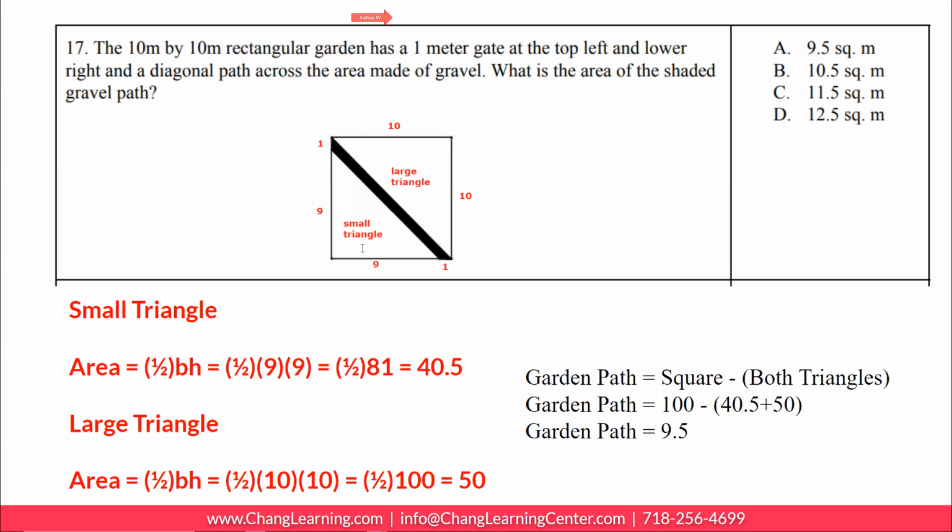The area of the smaller triangle is a half of the base times the height. Well, the base is 9 and the height is 9. So the area, recapping, the area of the small triangle is 40.5. And the area of the larger triangle is a half of 10 times 10, a half of 100, which is 50. Adding both those areas together, you get 90.5. Then do 100, the entire square, minus 90.5, and you get that the amount of gravel needed for the garden path is 9.5 square meters.